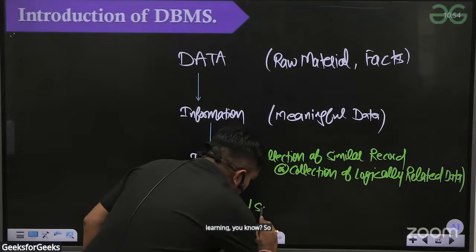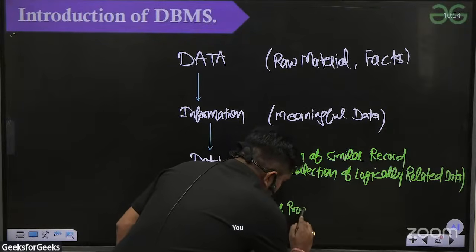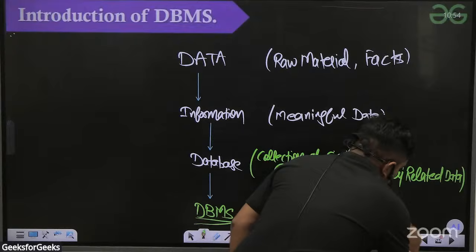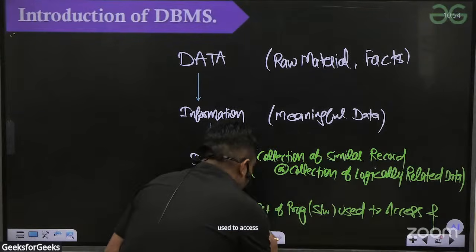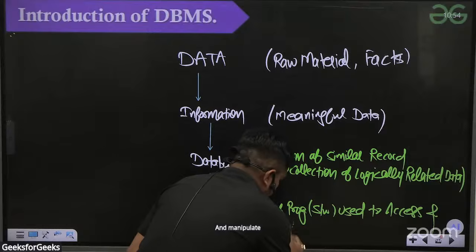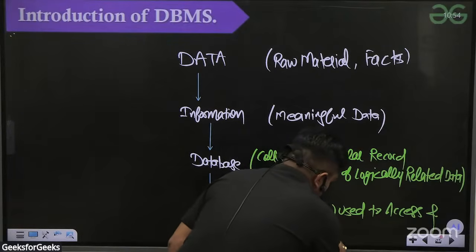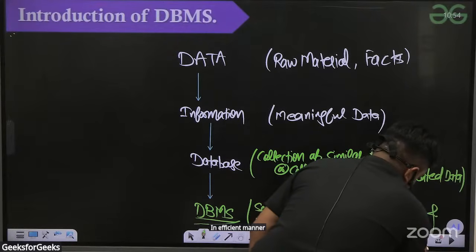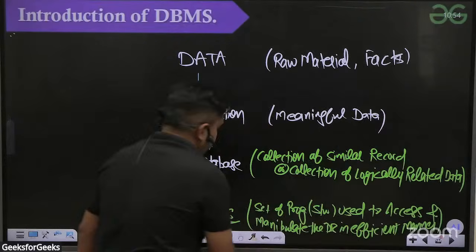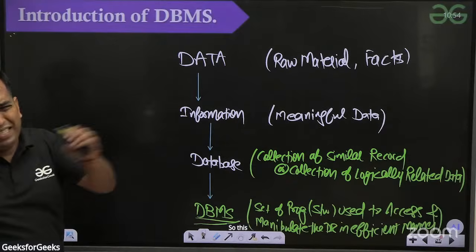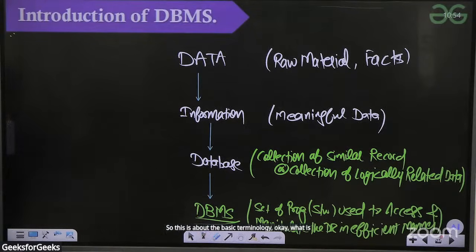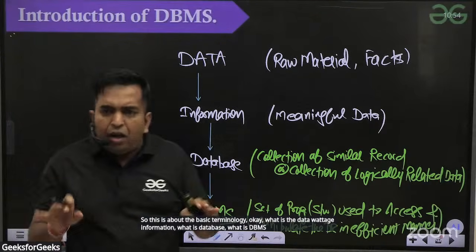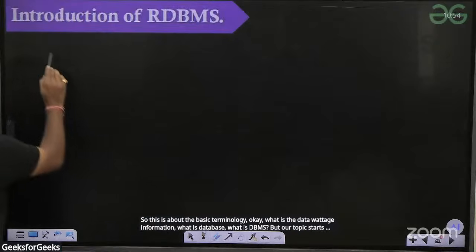So a set of programs, or software, used to access and manipulate the database in an efficient manner. So this is about the basic terminology. What is data? What is information? What is database? What is DBMS? But our topic starts from the RDBMS.